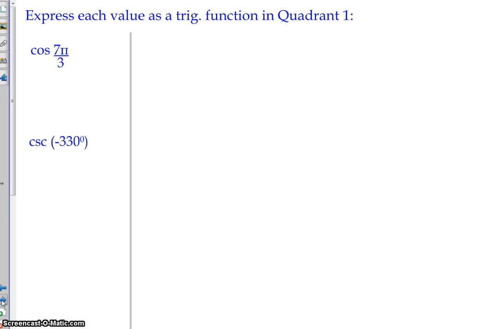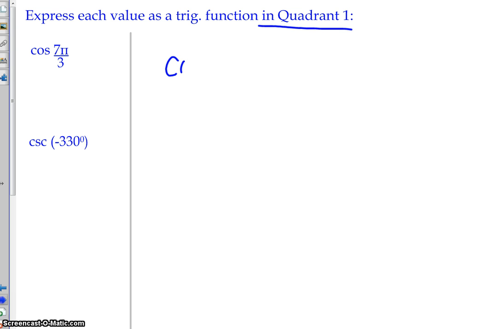Another type of problem says, how do we express each value as a trig function? And the big question here is how do we show it in quadrant 1? Well, first you have to decide, do I have more than a rotation here? Am I going around completely and then coming back? So maybe the terminal side is already in quadrant 1. And so for this first one, cosine of 7 pi over 3, the terminal side is already in quadrant 1.